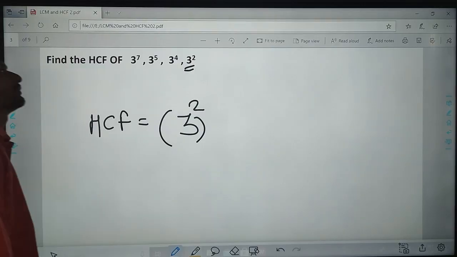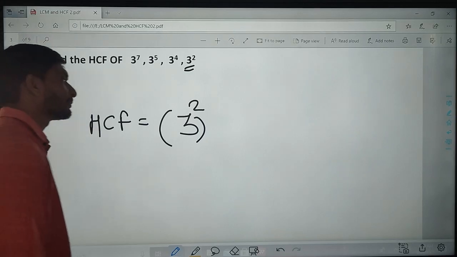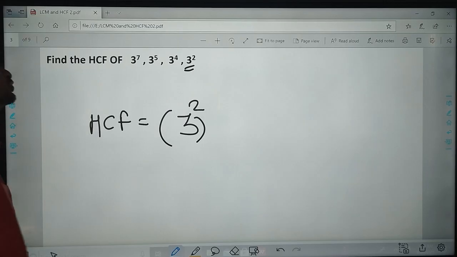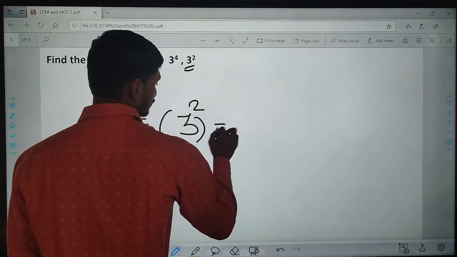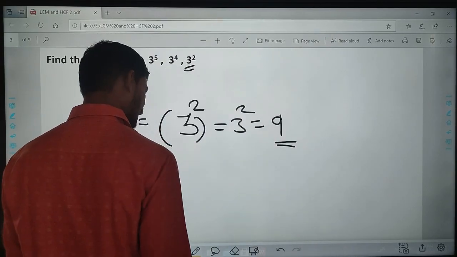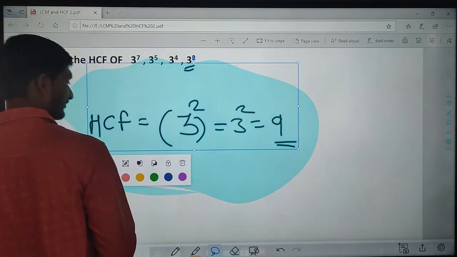We take base 3 and the smallest degree of 3 is 2. Then your answer is 3 squared. 3 squared is equal to 9. Then your answer is 9. Now next.